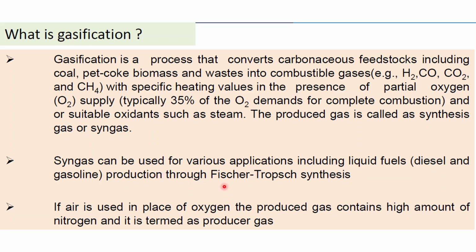And this syngas can be further used for the production of various liquid fuels through the indirect method, through Fischer-Tropsch synthesis. And if in place of oxygen we use air, then it consists of nitrogen also. Then the produced gas, carbon dioxide and hydrogen, also contains a high amount of nitrogen. This gas is called producer gas.